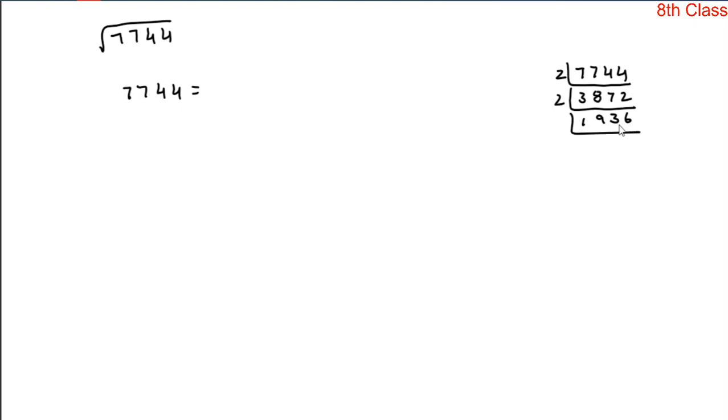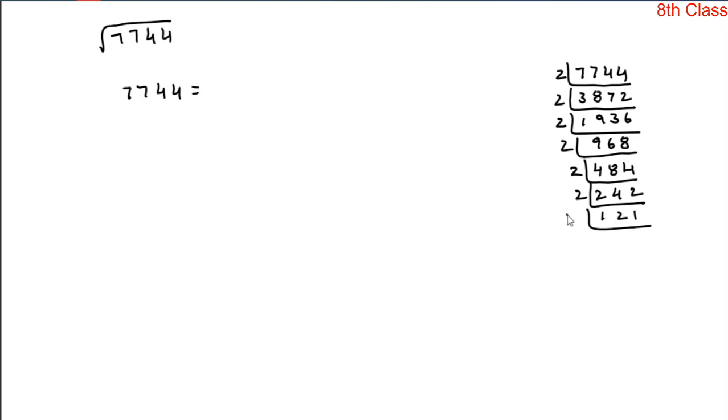And again this 1936 is divisible by 2. How many times? 2 nines are 18, 2 6s are 12, 2 8s are 16. And this 968 is again divisible by 2. How many times? 2 4s are 8, 2 8s are 16, 2 4s are 8. And again this 484 is divisible by 2. How many times? 2 2s are 4, 2 4s are 8, 2 2s are 4. And again this 242 is divisible by 2. How many times? 2 1s are 2, 2 2s are 4, 2 1s are 2.